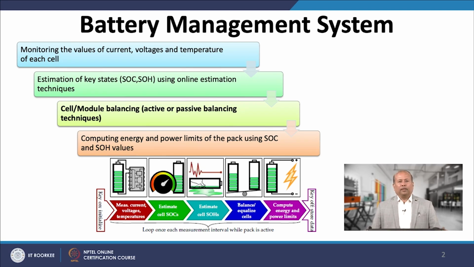However, in this lecture, our contributions are confined to the demonstration of cell balancing techniques only. A detailed description of other functions is provided in the previous BMS lecture.